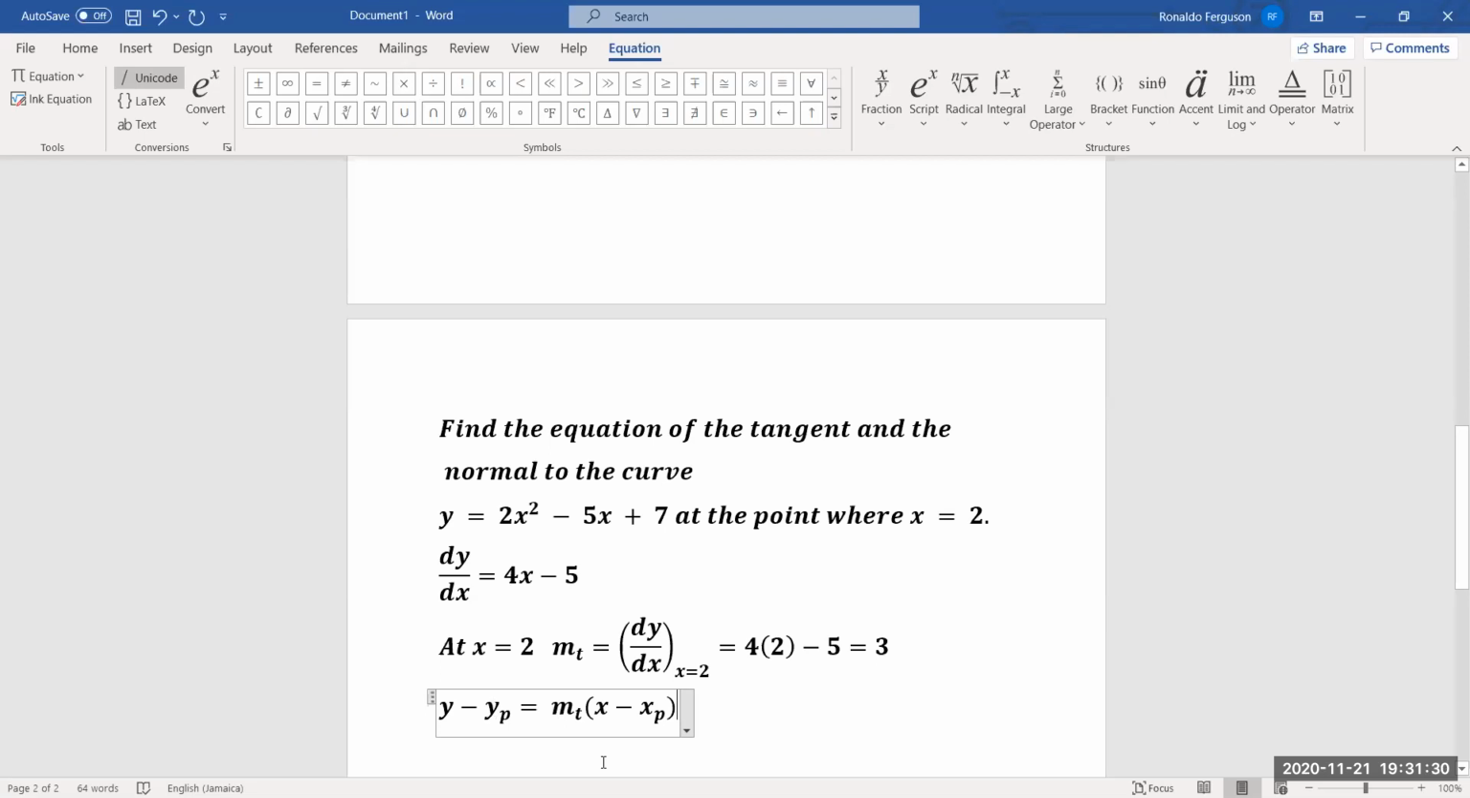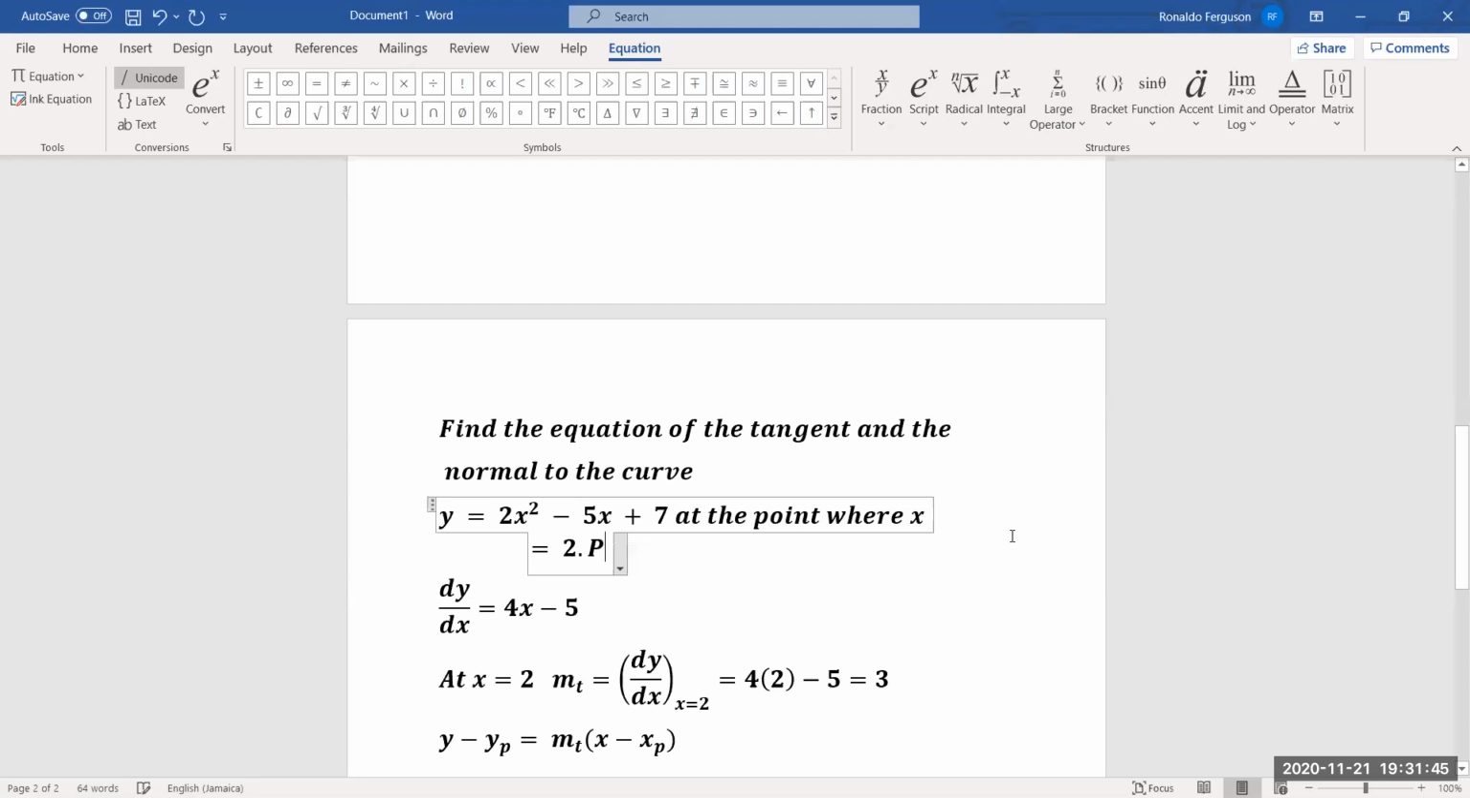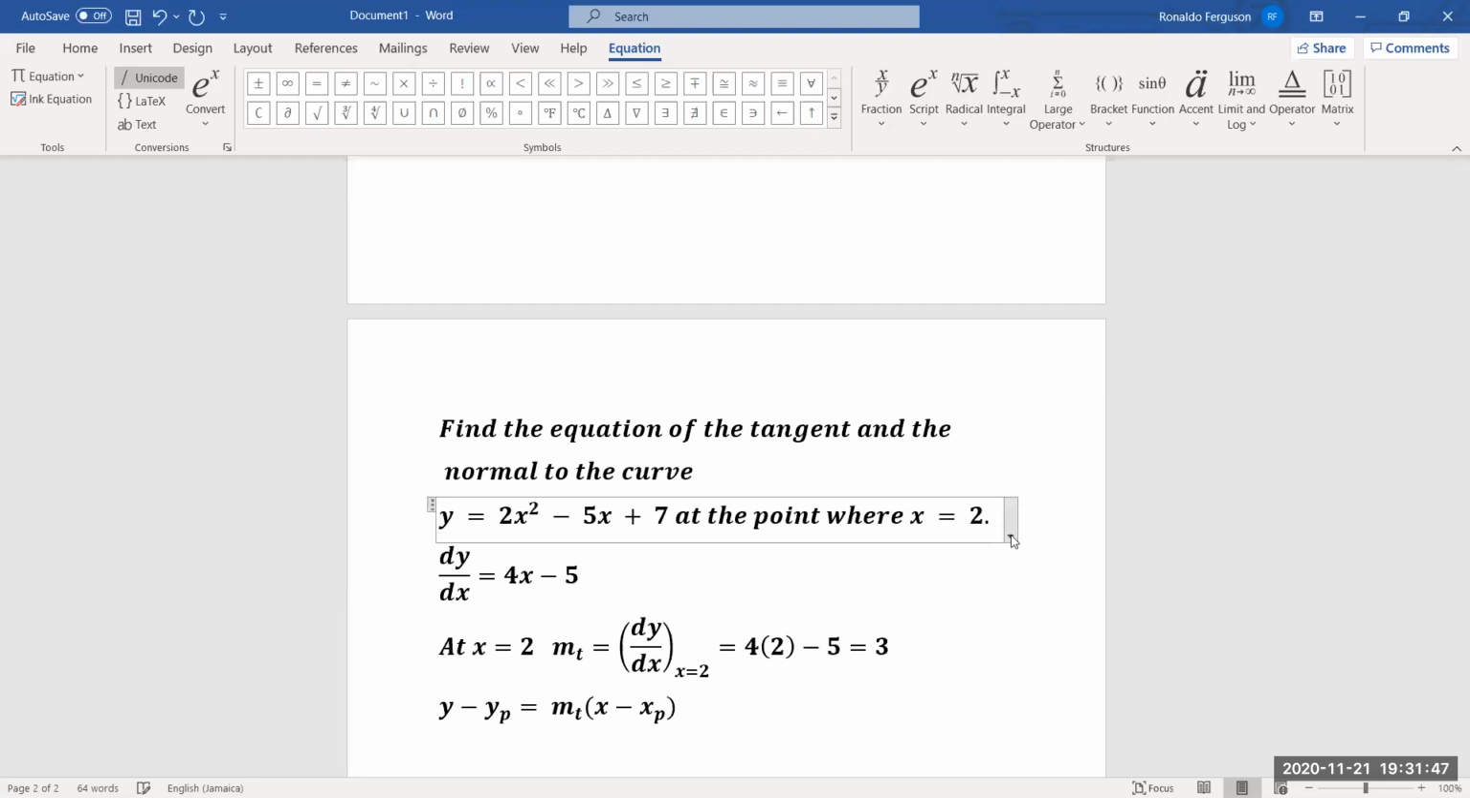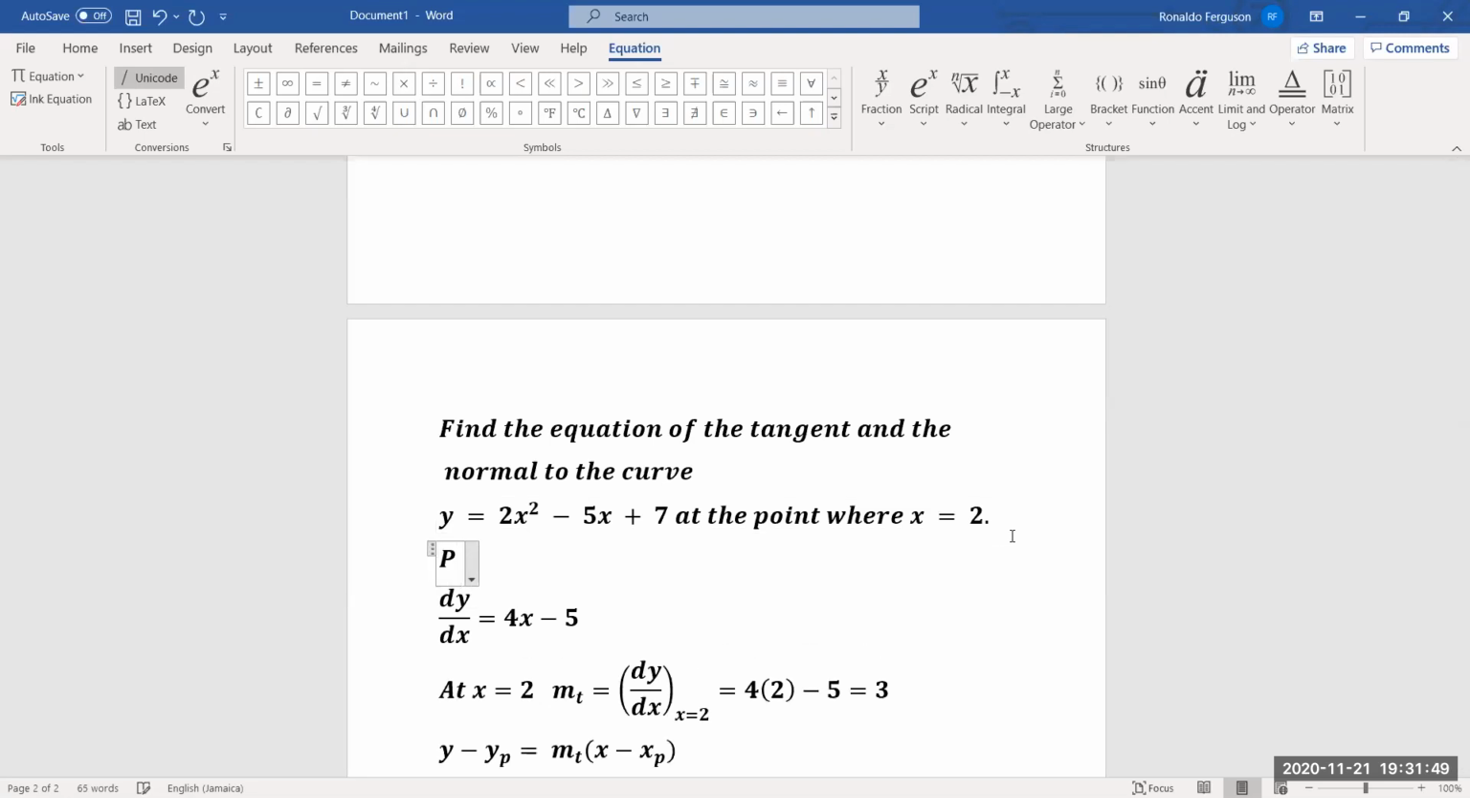All right, now when they say yp and xp, P stands for point. P means the point that is given. So the point that is given, if you write it down as a coordinate, P is 2, but they don't give us the y value. How do we find the y value for this point?